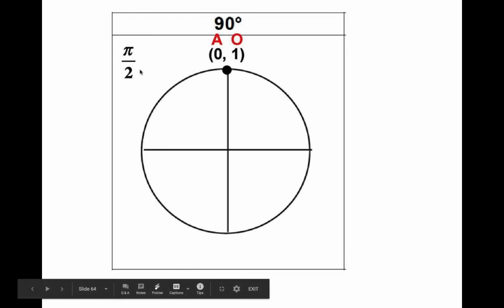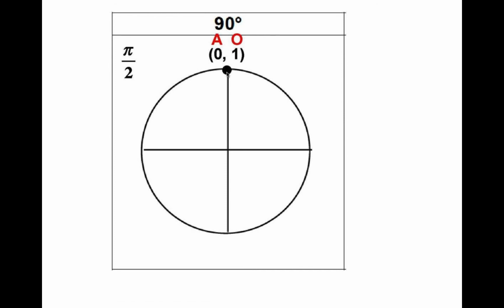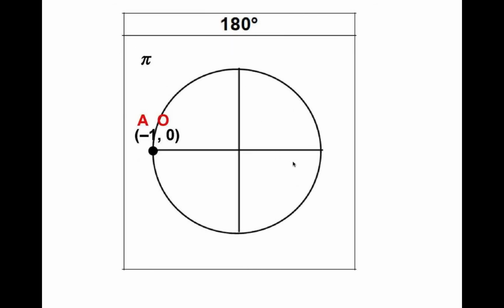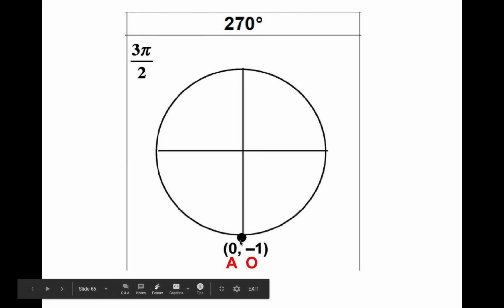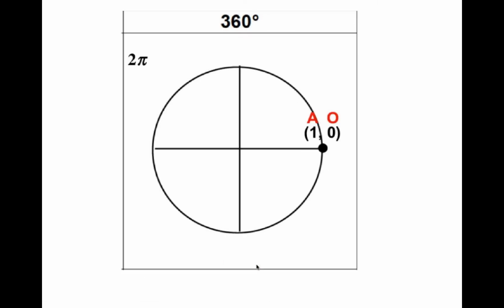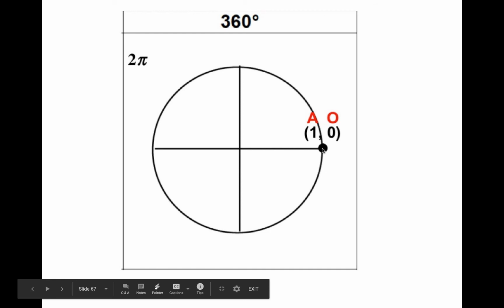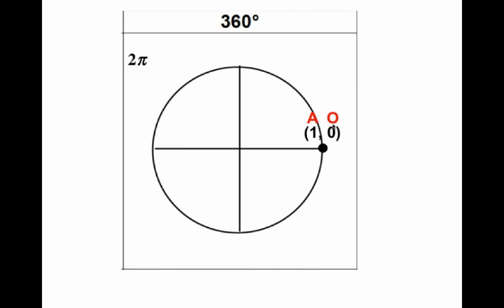So same thing, if you have pi over 2, that's up here at the 90 degrees. Half a pi is 90 degrees at 0, 1. At 180, at full pi around the unit circle, that's at -1, 0. At 3 pi over 2, that's equivalent to 1.5 pi. So half pi 1, 1.5 down here. It's down 1, so it's 0, -1. And then a full 2 pi goes back over here. It's right 1 from the origin, so 1, 0.